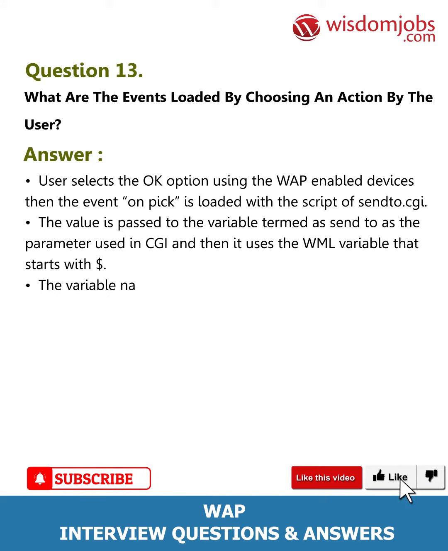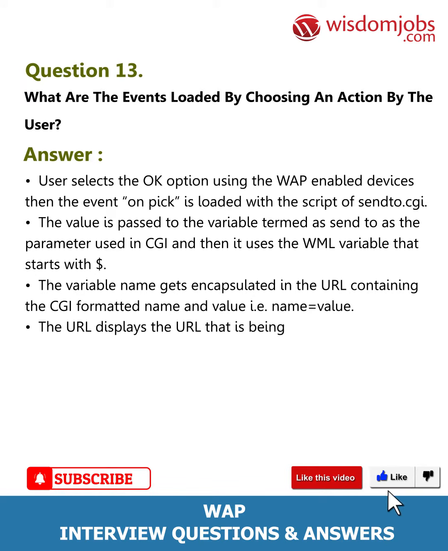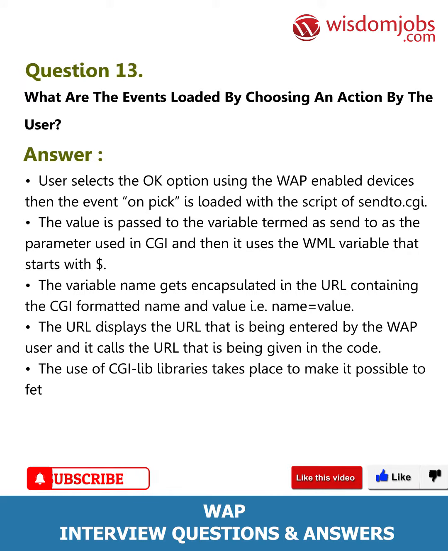The variable name gets encapsulated in the URL containing the CGI formatted name and value, i.e. name equals value. The URL displays the URL that is being entered by the WAP user and it calls the URL that is being given in the code. The use of CGI libraries takes place to make it possible to fetch the value from the URL.